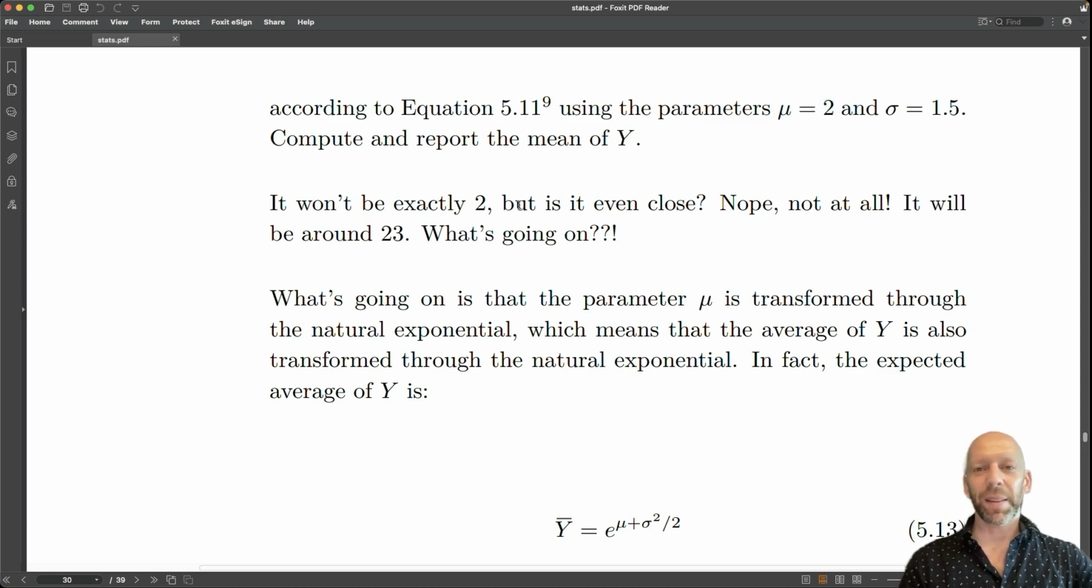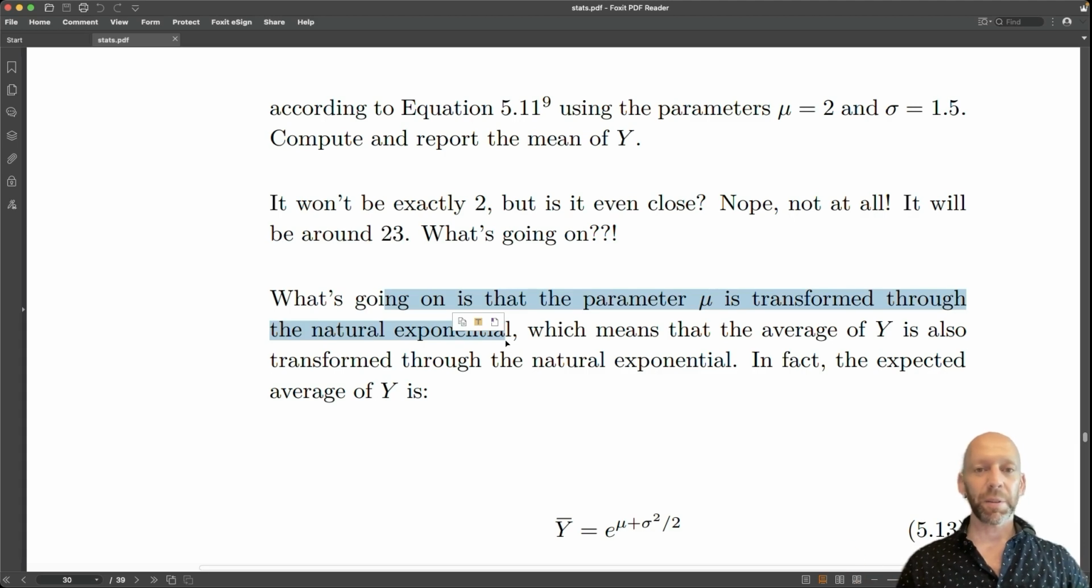And well, I think what you will discover is that it's not even close to 2. The average of y is not going to be close to 2. And what is going on? Well, what's going on is that the parameter mu is actually transformed through a nonlinear function, the natural exponential function.